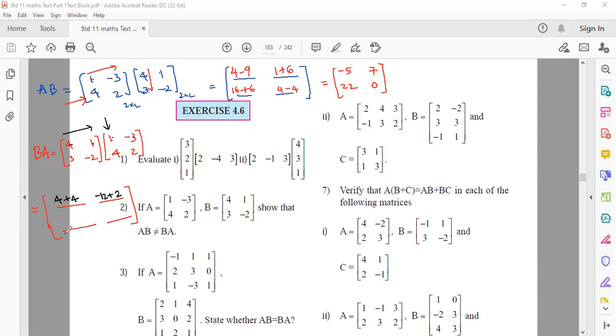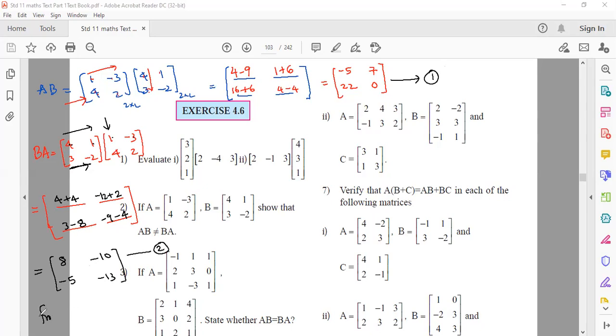Now you move to the second row, so your subject also moves to the second row. 3 minus 8. Minus 9 minus 4. 8 minus 10, minus 5, minus 30. This is your equation 1. This is your equation 2.